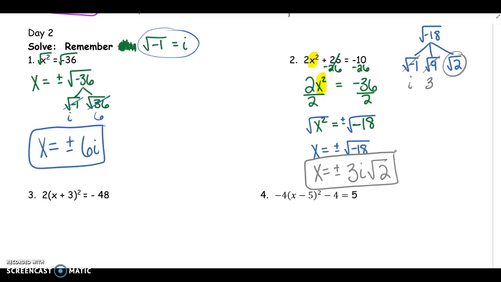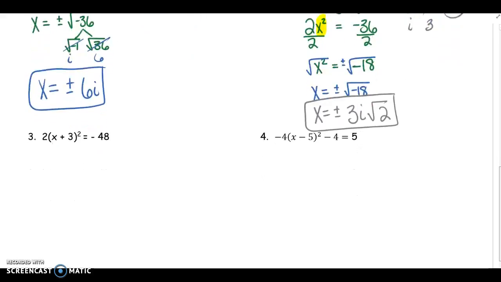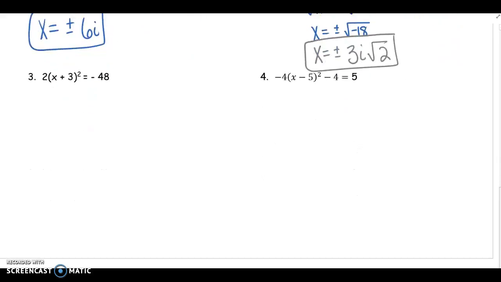Numbers 3 and 4 are the same types of problems, but now we have a binomial squared instead of just x squared. So treat that binomial like it's a plain x and get it by itself. I want you to write in your notes, do not distribute.